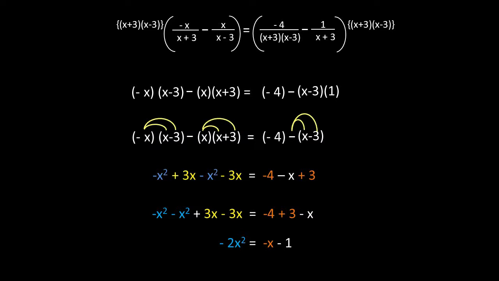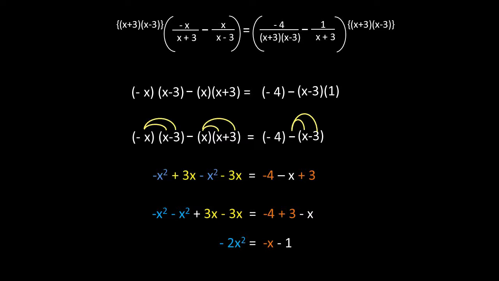In the first term, we have to distribute negative x to x minus 3 in order to get negative x squared plus 3x. In the second term, we need to distribute x to x plus 3 in order to get x squared plus 3x. And in the last term, we need to distribute negative 4 to x minus 3, and the result will be negative x squared plus 3x minus x squared minus 3x is equal to negative 4 minus x plus 3.